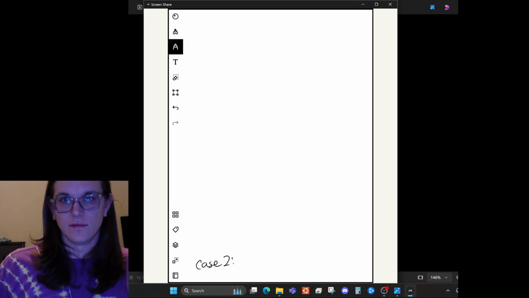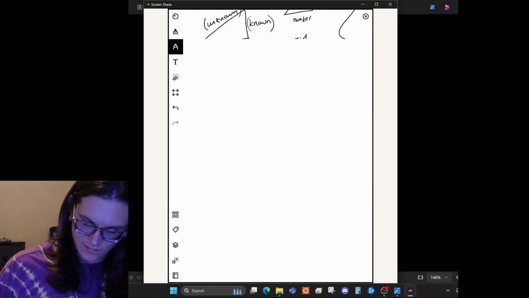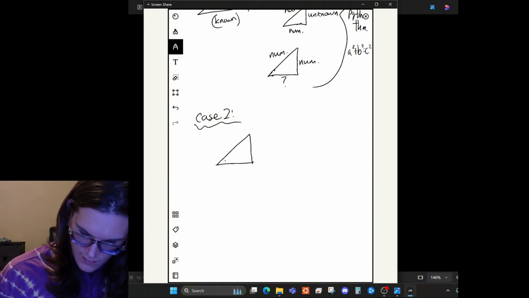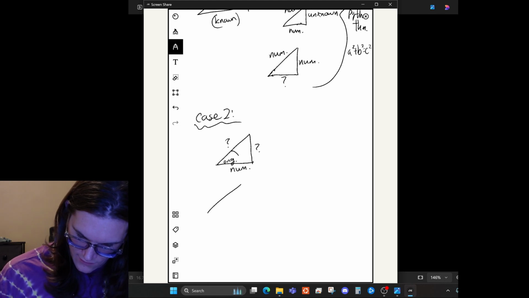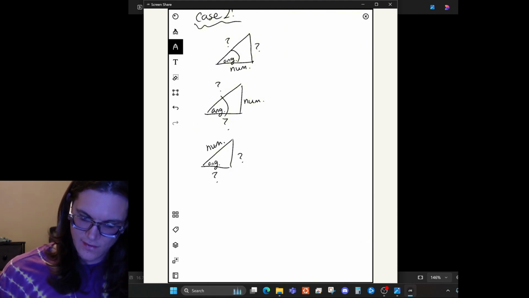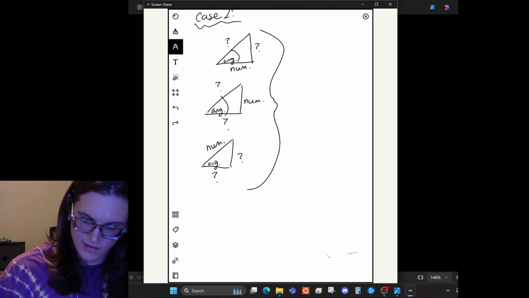How to do a lecture on this. So case two is we know we have an angle and we have a number, and then boom boom, we have, okay, in all of these cases, this is what trig functions are for.